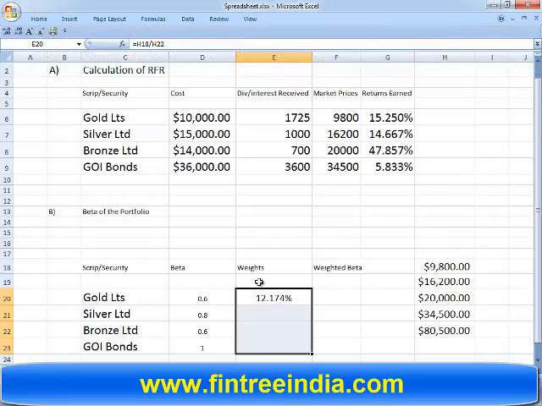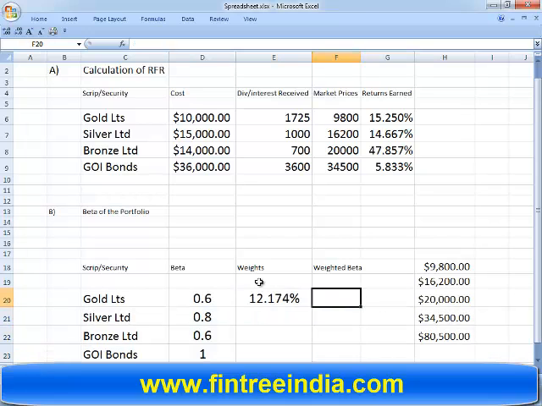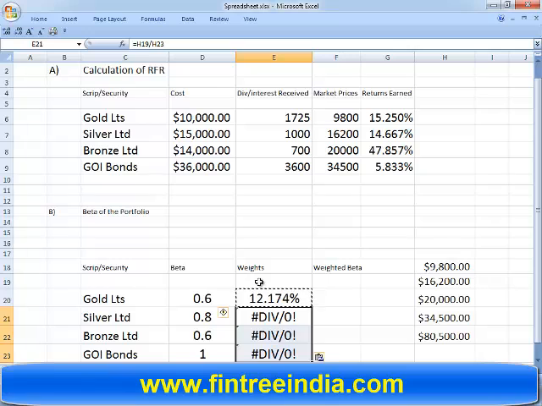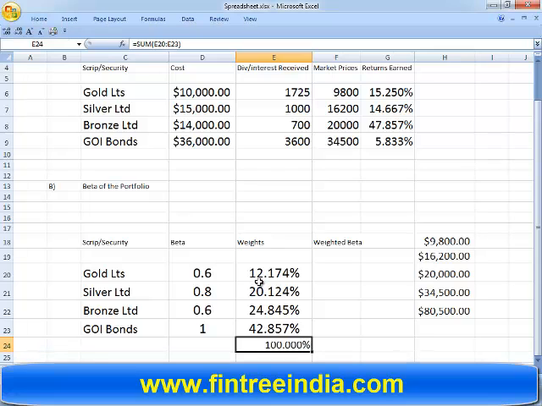Are you following how it is calculated? Amount invested in that security as a ratio to total value of the portfolio. So 9800 as a ratio to 80,500, 12.174%. In the same fashion, I am calculating the remaining ones. And total of all the weights should be 100%. If it is, then your calculation is correct.